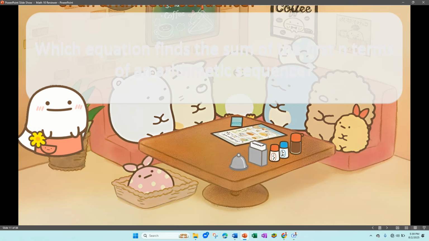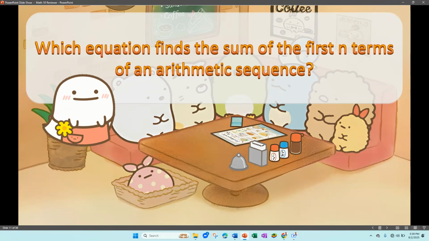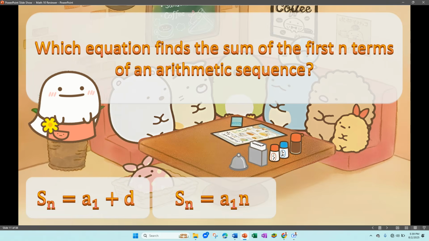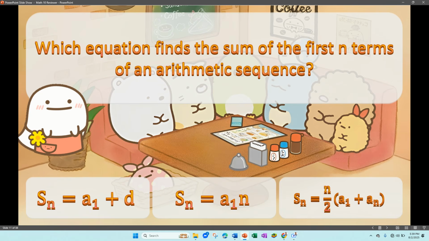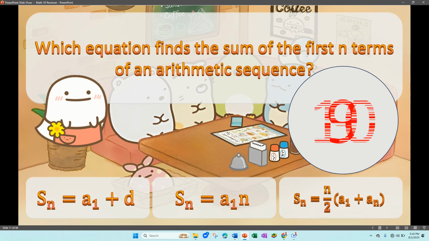Next question. Which equation finds the sum of the first n terms of an arithmetic sequence? So dito naman hahanapin natin yung total number of the first n terms of an arithmetic sequence. 10 seconds, go.